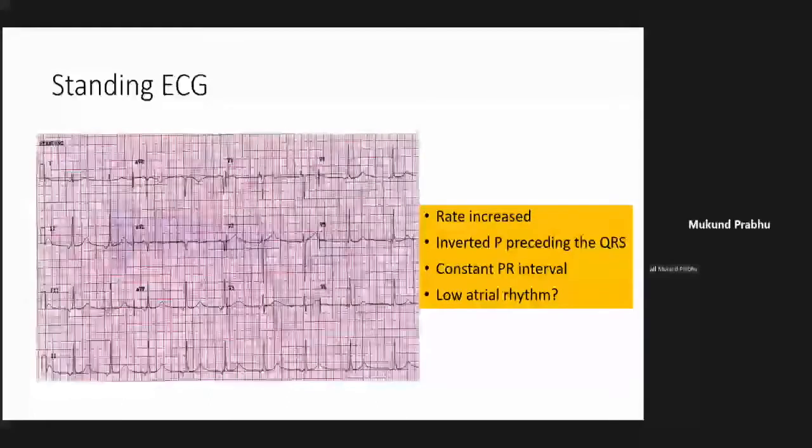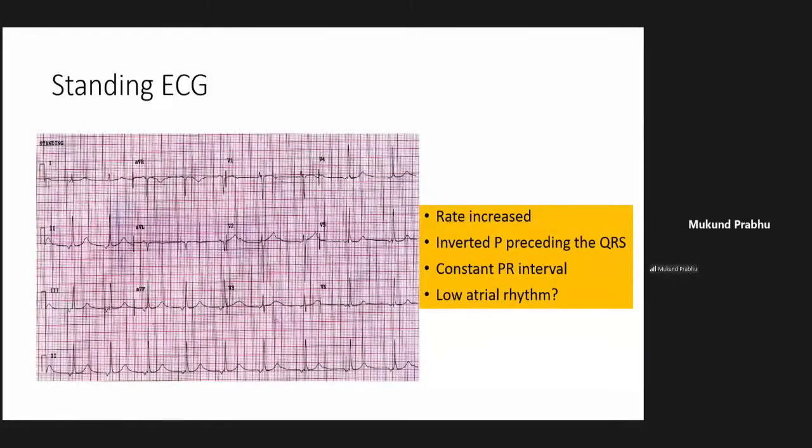The same patient was made to stand and this ECG was recorded. Now we are more sure that the P is driving the QRS and the P axis is suggestive of a non-sinus rhythm. So this is probably an atrial rhythm. You can call it escape rhythm, atrial escape, because the junction didn't come.